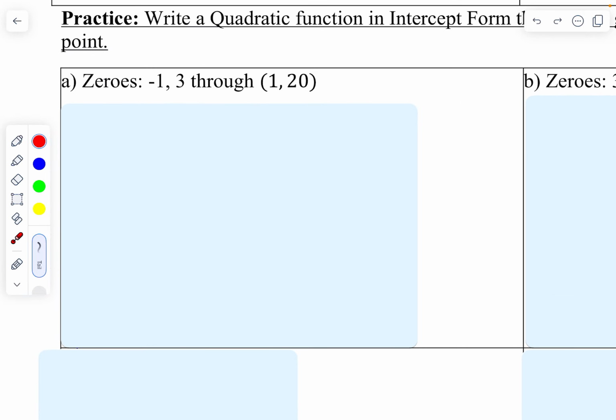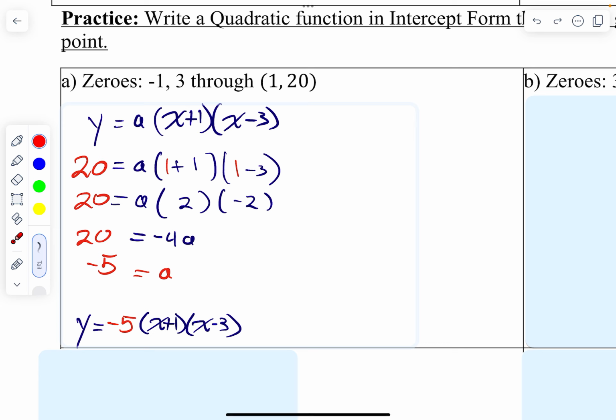Okay, so this first one, we've got zeros -1 and 3 through the point (1, 20). So my factors are going to be x plus 1 and x minus 3. I don't know my a value yet, so I'll leave that there. I can substitute in the point (1, 20) for my x and y values. So 1 goes in where x used to be, 20 goes in where y used to be. And now I go through and I solve for a.